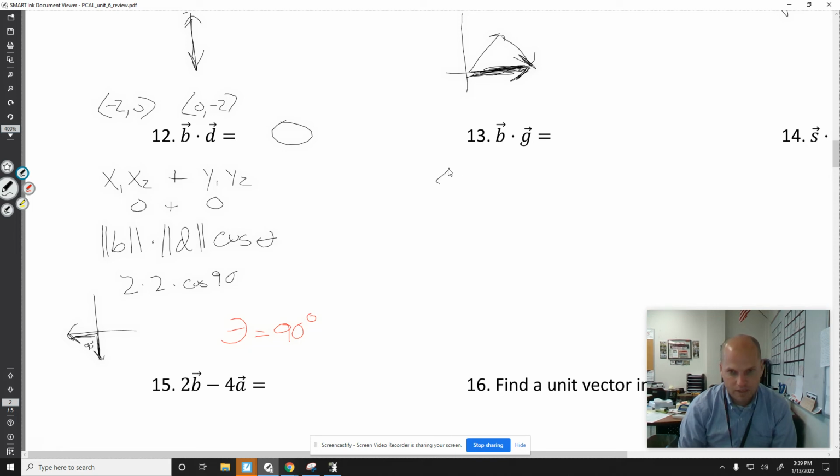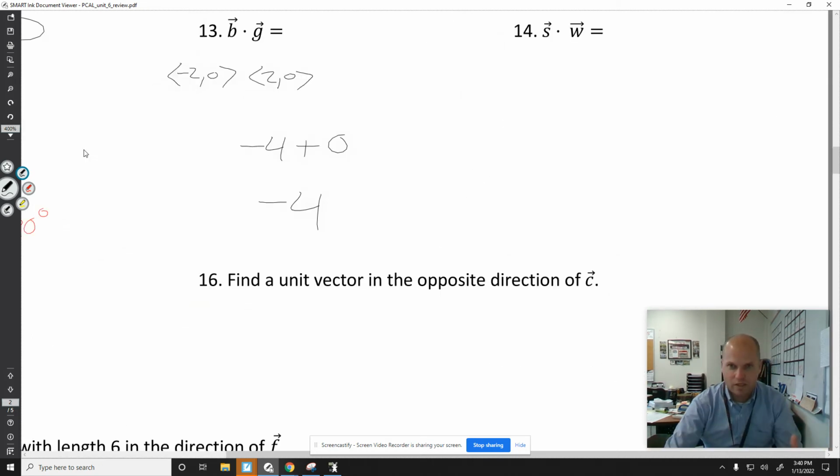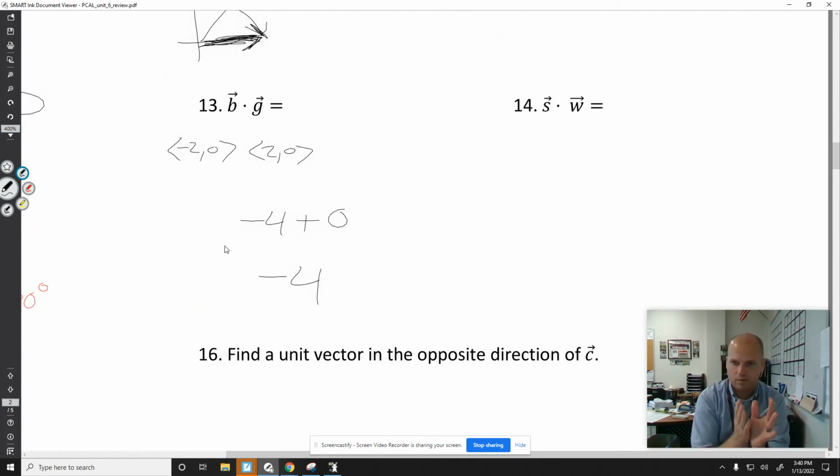B and G. B is negative 2, 0. G is 2, 0. I'm probably just going to blow through the rest of these. We get negative 4 plus 0, which is negative 4. It's like negative work being done. We're going in opposite directions, bounce off each other kind of thing. S and W. I don't even see an S and a W. Okay, skip this one.